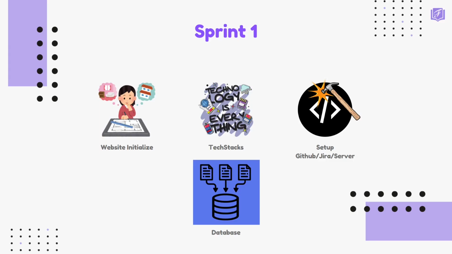All right. In the first sprint, we mainly did four topics: website initialization, tech stack setup, GitHub and Jira server, and database.